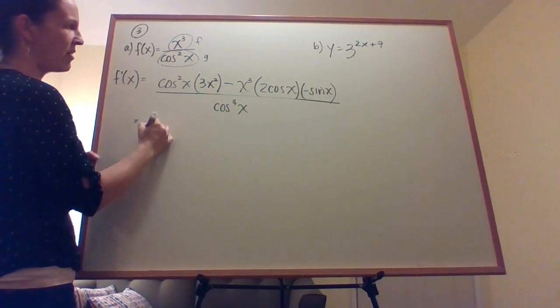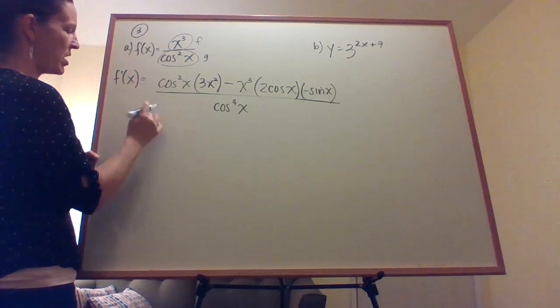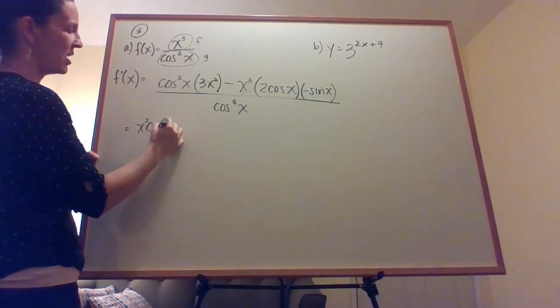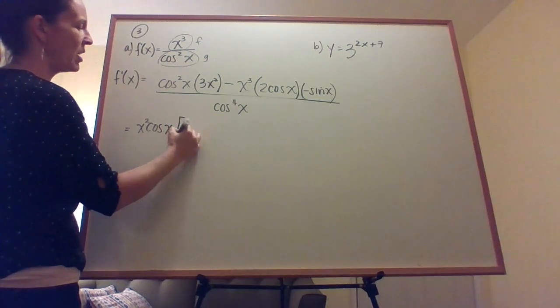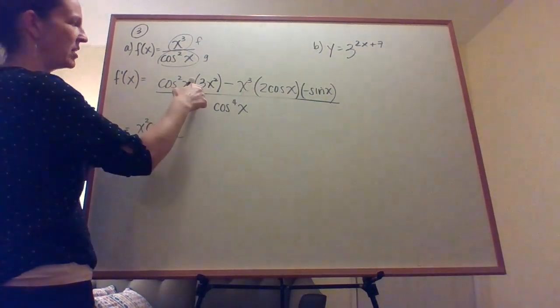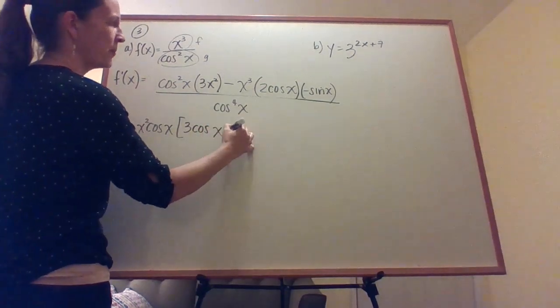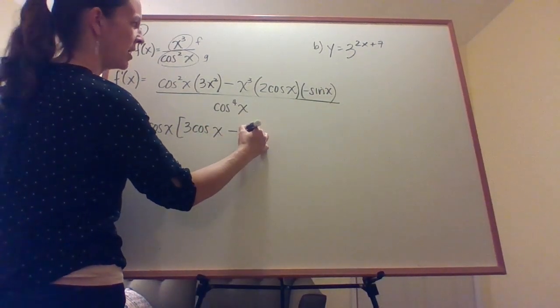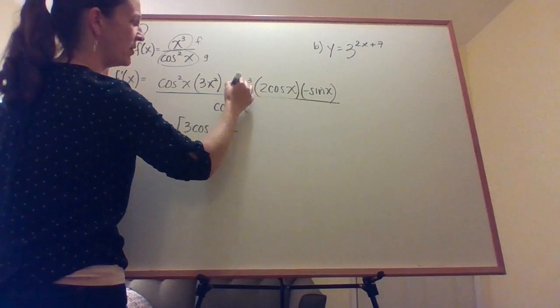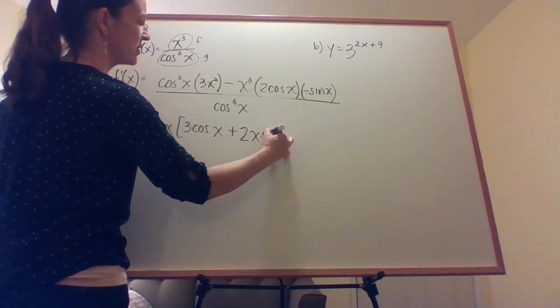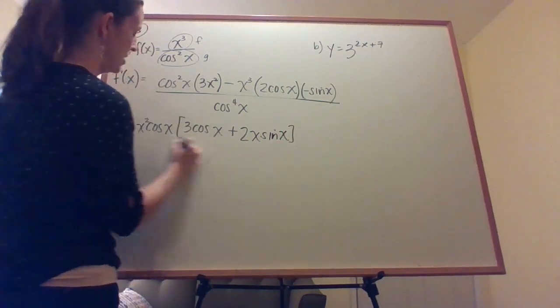Okay? If I look at the top, I clean it up and I pull out a common factor, I see that they both have x squared, and they both have a cosine x. So if I pull out an x squared and a cosine x, I'm left with 3 cosine x minus, here this negative times negative is going to become positive. I've got a plus 2x sine x.